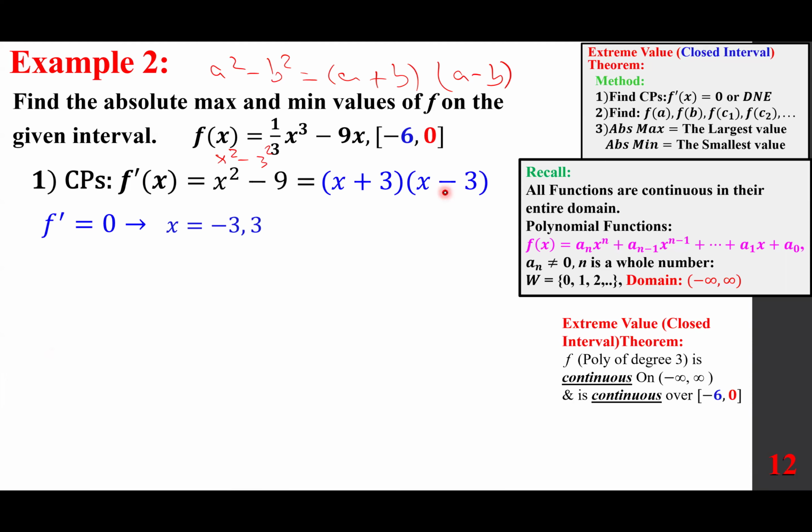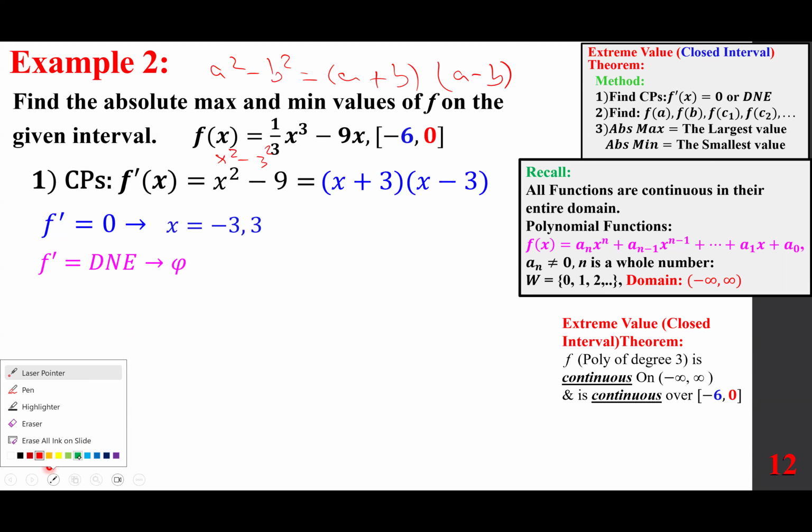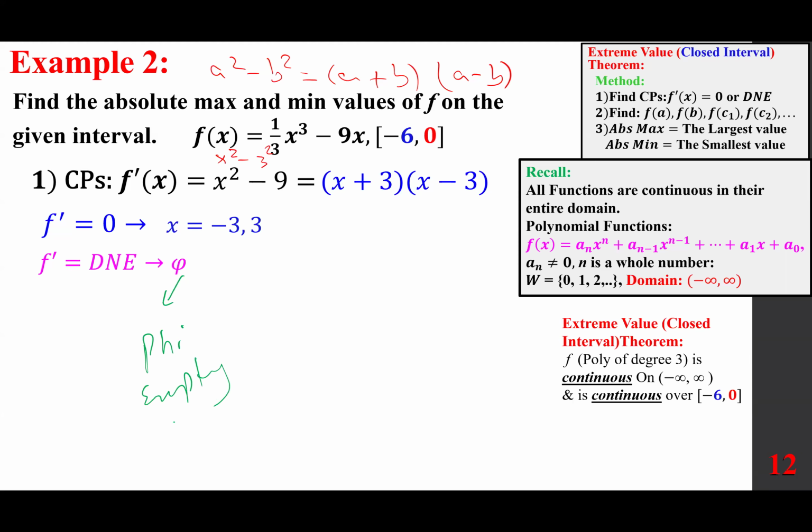Now, f prime does not exist gives us no solutions. This is phi, a Greek letter that represents an empty set. Now, why is this the case? Because f prime is itself a polynomial. It's a polynomial of degree 2, and the domain is all real numbers, and it exists everywhere. That's why.